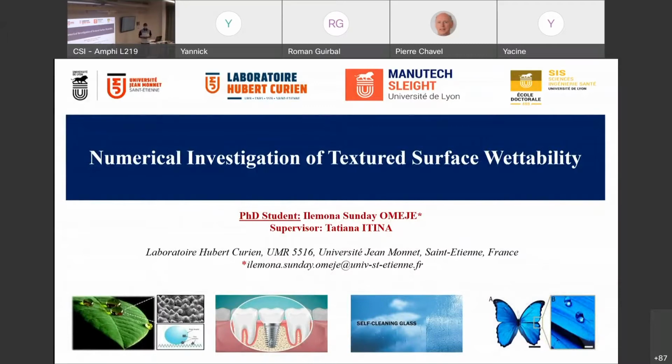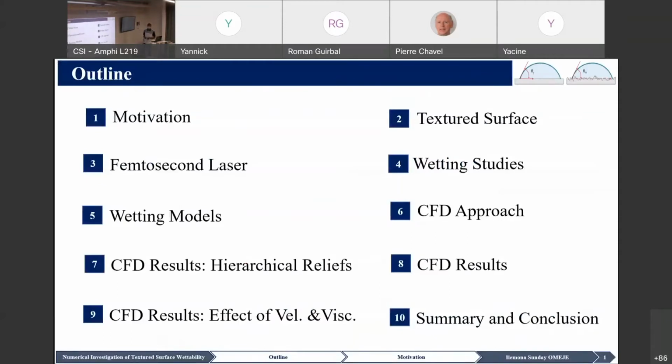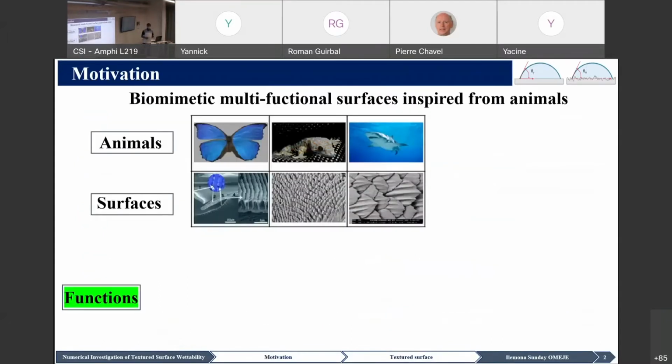I am a second-year PhD student at the Laboratoire Hubert Curien in the University of Saint-Étienne. I am here to present part of my PhD project titled Numerical Investigation of Textured Surface Wettability. In this presentation, I'll walk you through from the motivation down to the summary and conclusion. In order to prepare your mind, I would like to talk to you about the motivation of the project.